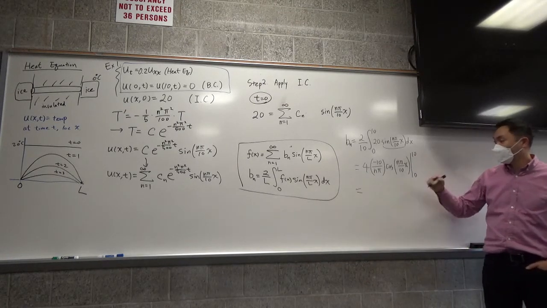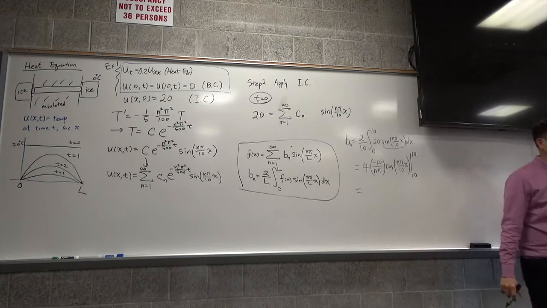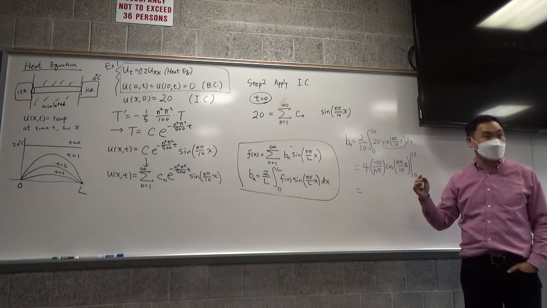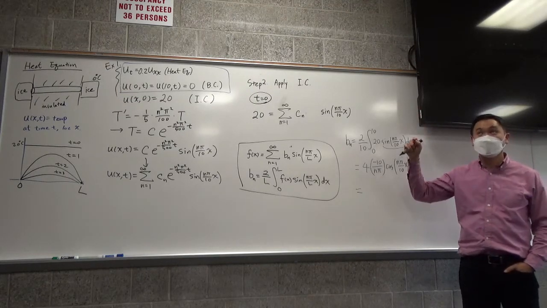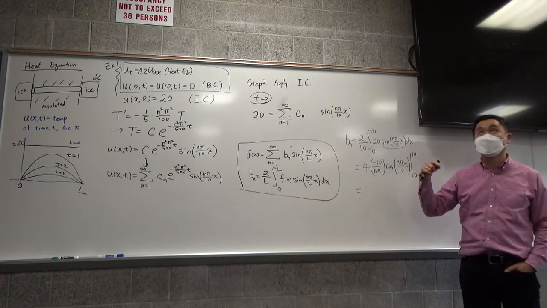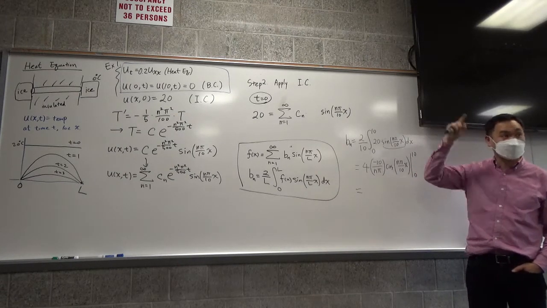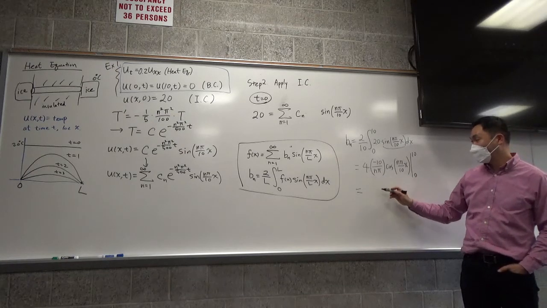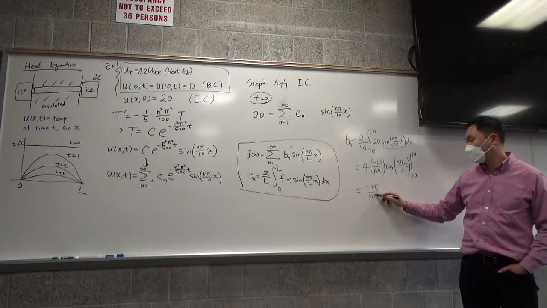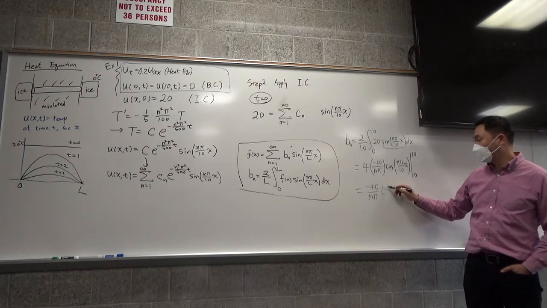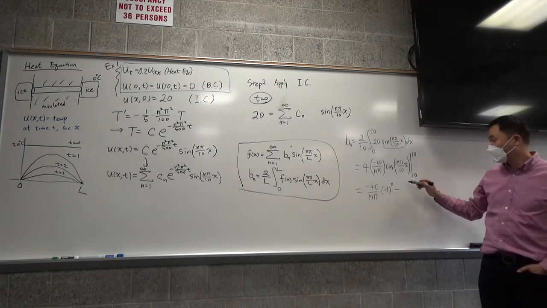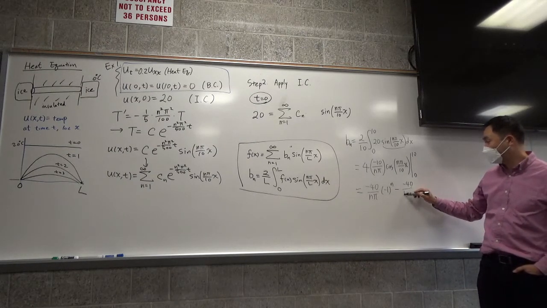Now, if you plug in 10, you get cosine n pi. What's cosine n pi? Negative 1 to the nth power. Let's see. At cosine pi, it's negative 1. Cosine 2 pi, it's positive 1, and so on. It alternates between negative 1 and 1. So it's going to be negative 40 over n pi. When you plug this in, it'll be negative 1 to the nth power. Minus negative 40 over n pi.